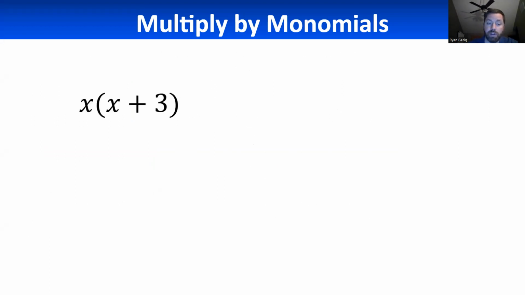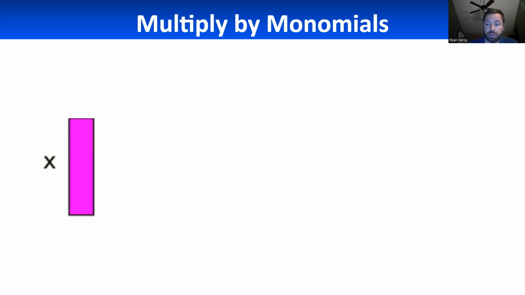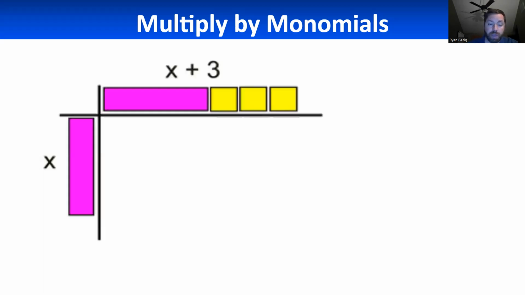What about if I have variables in both? x times x plus 3. I want to do this pictorially. I'm going to show you a picture here. So let's call this purple rectangle x. On top, we have a purple rectangle, also x, and then 3 yellow squares.